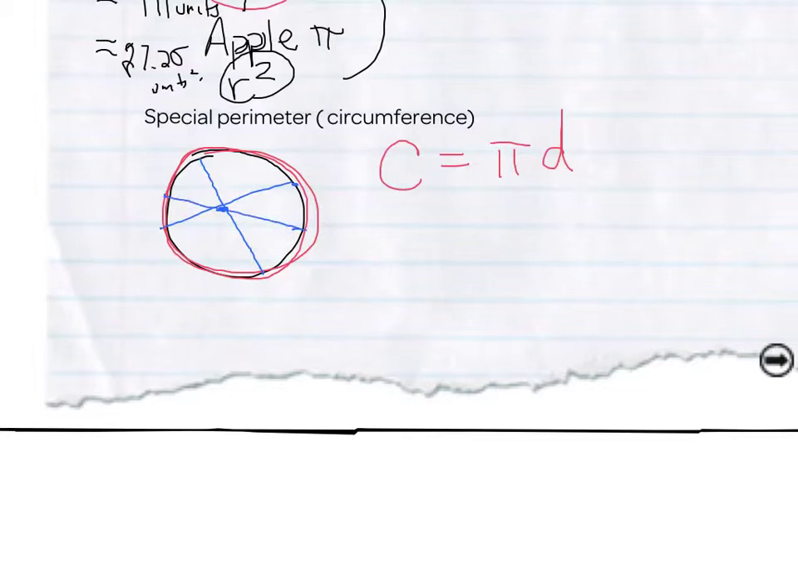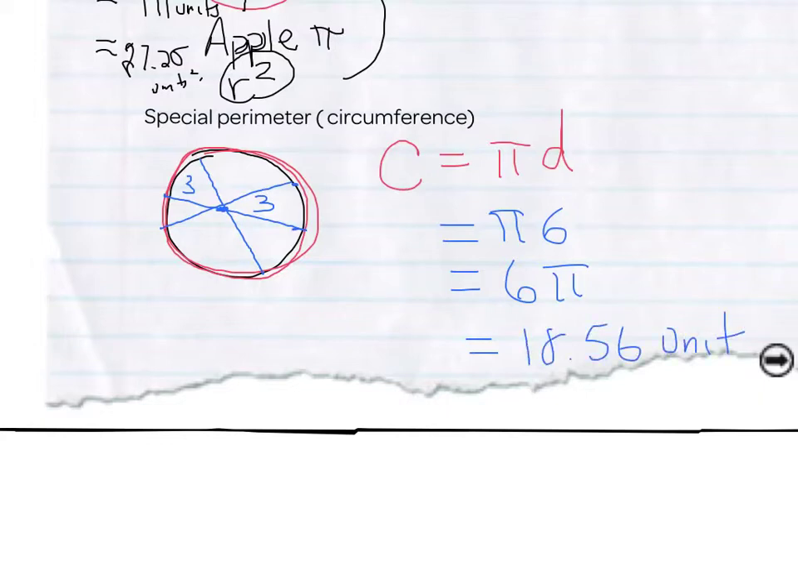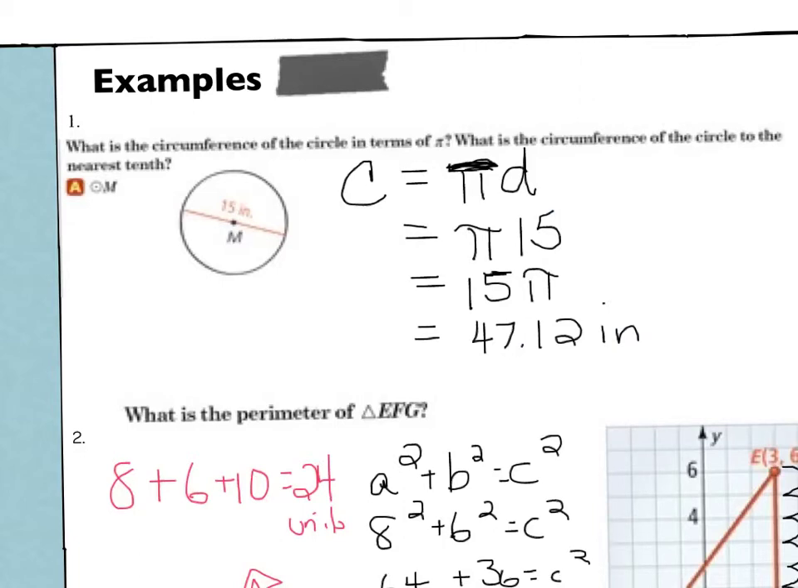If we use the number from earlier and make this radius 3, then the diameter would be 6. So in terms of pi, it would be 6 pi, because the other way is ugly. Or we could multiply this out, 3.14 times 6, which would be around 18.84 units. Remember, this is one dimension, so it's only units. Area is always squared.